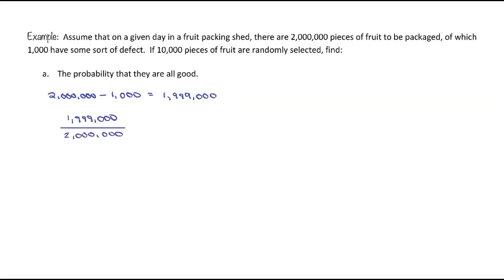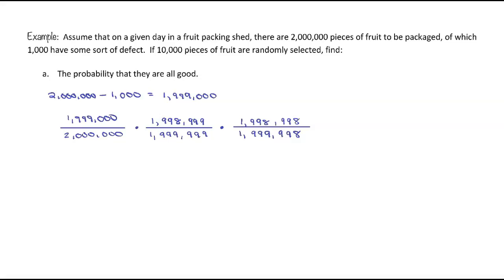Now we pull our second piece of fruit. Since that first piece of fruit has already been pulled, there are now 1,999,999 to choose from. And if one good one has already been pulled, then there are 1,998,999 good ones left. And now we pull the third piece of fruit. With 2 pieces of fruit already pulled, there's 1,999,998 to choose from. And if 2 good ones have already been pulled, there's 1,998,998 good ones left to choose from.